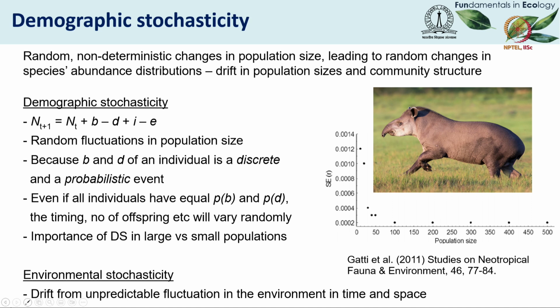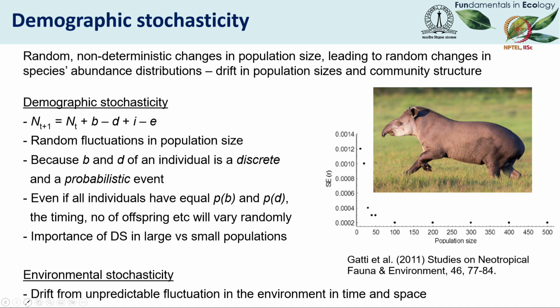And this concept of demographic stochasticity being very important in small populations has a role to play in conservation, and has a role to play in a lot of models of community assembly that invoke stochasticity and invoke this randomness and random fluctuations in population size, like Hubbell's neutral model and the theory of island biogeography.